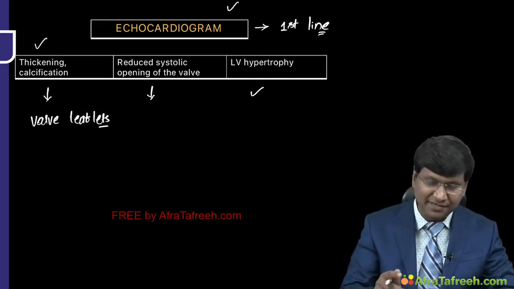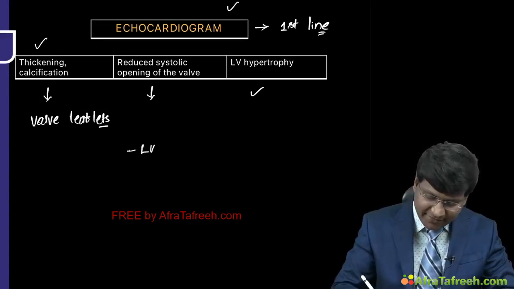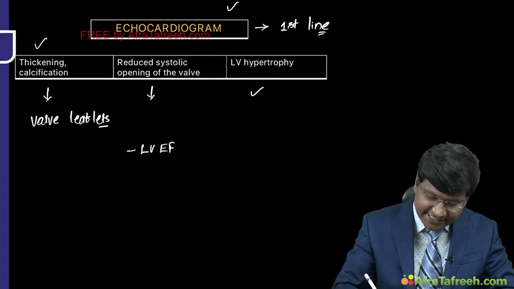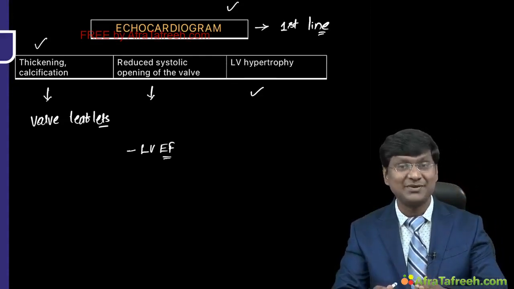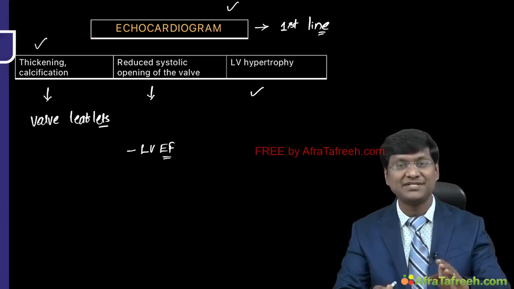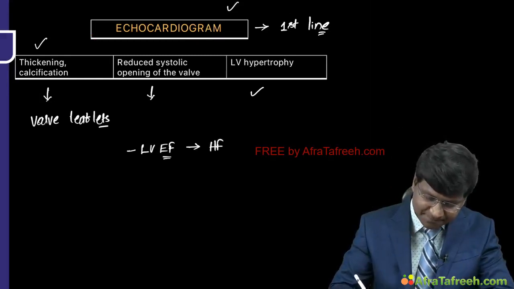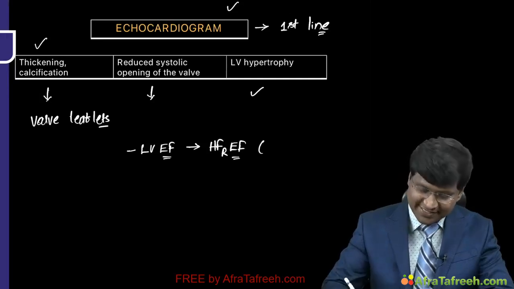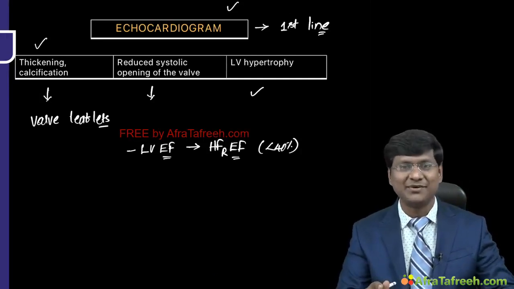Another important point related to the echocardiogram is that we will be able to make out even the left ventricular ejection fraction in patients with aortic stenosis. So these patients with aortic stenosis, remember, as the severity of the aortic stenosis increases, they land up in what is called heart failure with reduced ejection fraction, where the ejection fraction of the individual is reduced to less than 40%, and that can be determined by the echocardiogram.